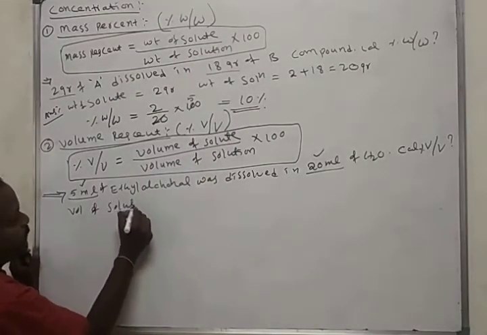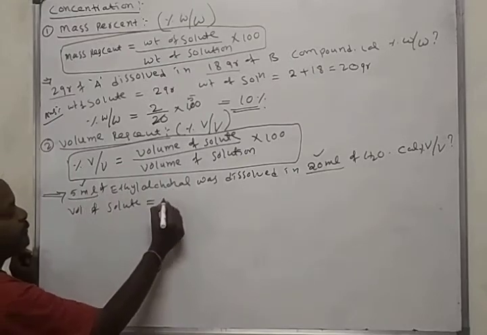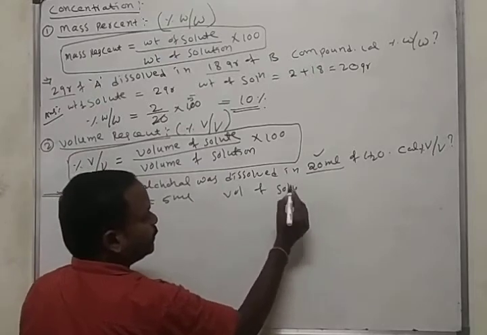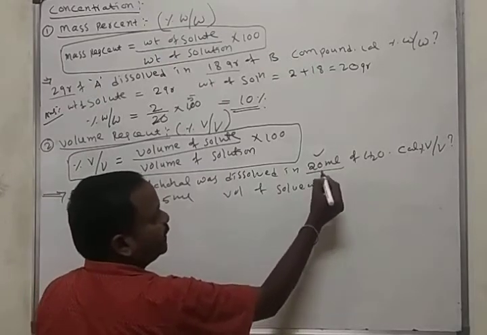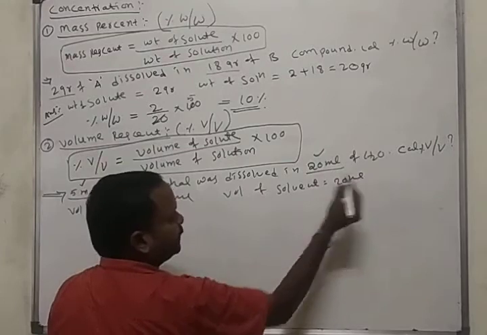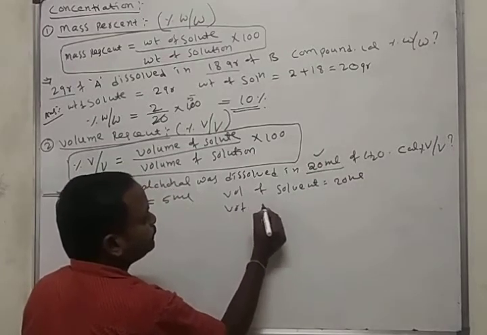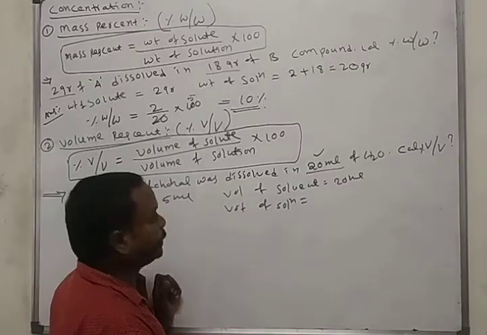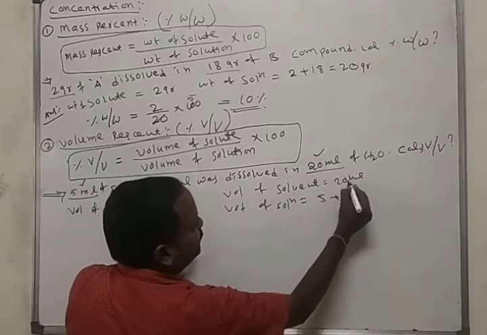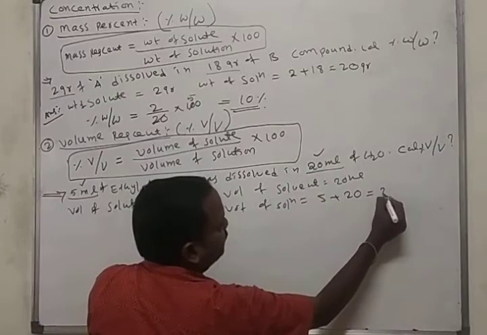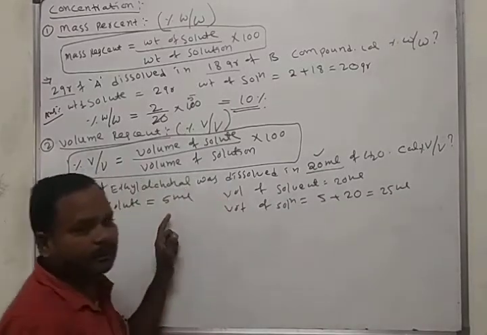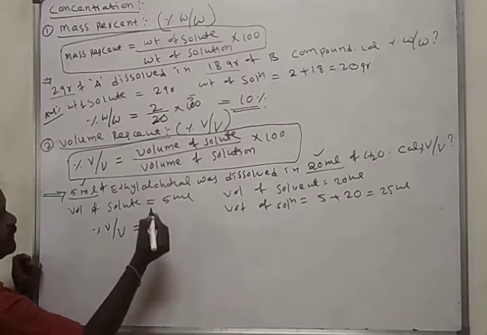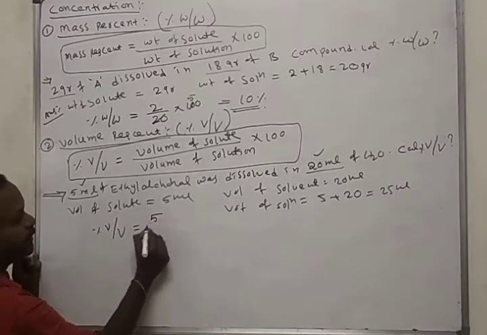Okay, here volume of the solute is equal to 5 ml. Volume of solvent is 20 ml. Volume of solution: solution means solute plus solvent. Solute how much? 5 ml. Solvent how much? 20 ml. That means 25 ml.